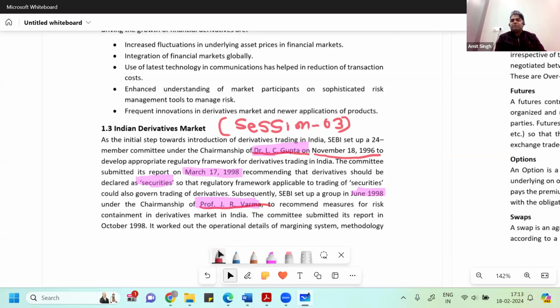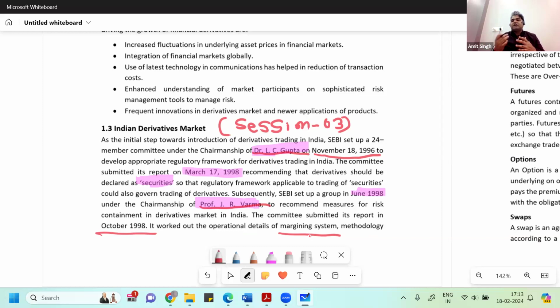The committee submitted its report in October 1998. It was made in June 1998, and they submitted the report in October 1998. It worked out the operational detail of the margining system. I hope you know that when you are trading in the market, we need to maintain a margin, right? Imagine if the margin in your demat account is 8,000 and you want to take a position of 13,000, then it cannot be executed.